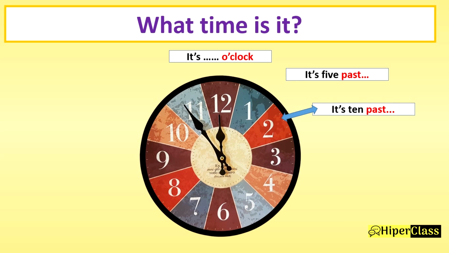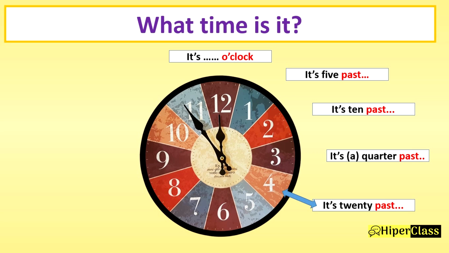Cuando se encuentra en el número 3, decimos it's a quarter past o un cuarto pasado de. Cuando está en el número 4, decimos it's 20 past o 20 minutos pasado de. En el 5, it's 25 past o 25 minutos pasados de. Cuando se encuentra en el 6, decimos it's half past o 30 minutos pasado de.